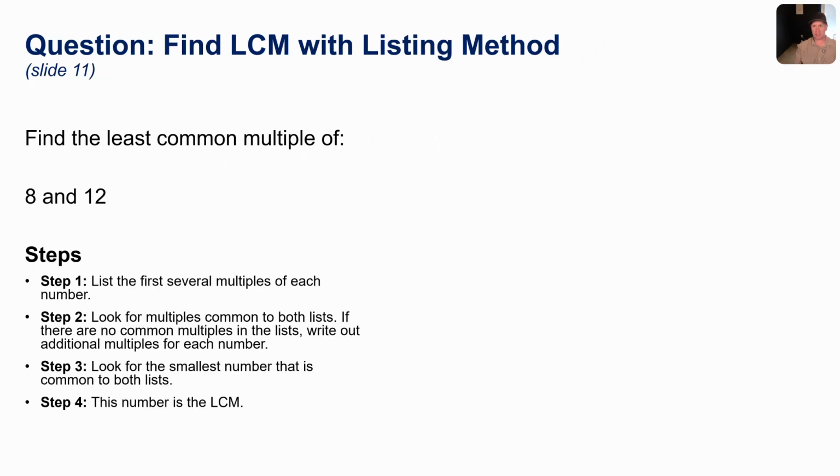Okay, so let's continue to find the least common multiple. The first strategy we will use to solve this is the listing method. Let's start with the numbers 8 and 12. With the listing method, step 1 is to list the first several multiples of each number. Step 2, look for multiples common to both lists. If there are no common multiples in the lists yet, continue to write out additional multiples for each number. Then look for the smallest number that is common to both lists. This number is the LCM.